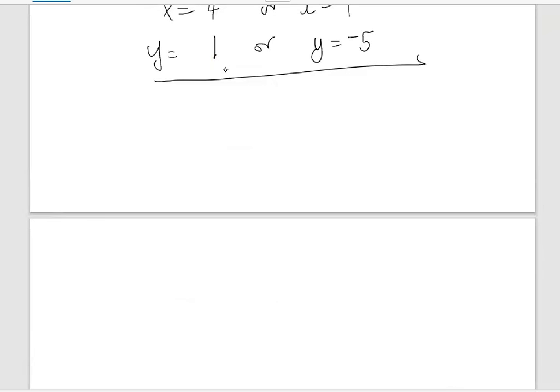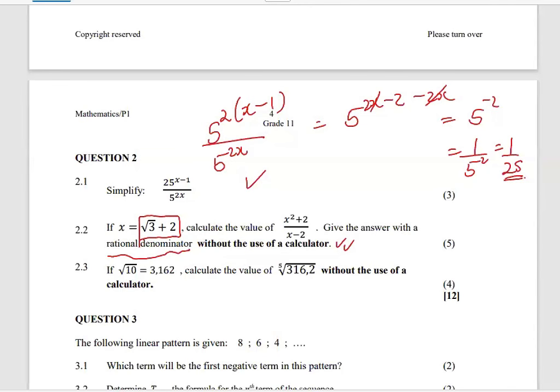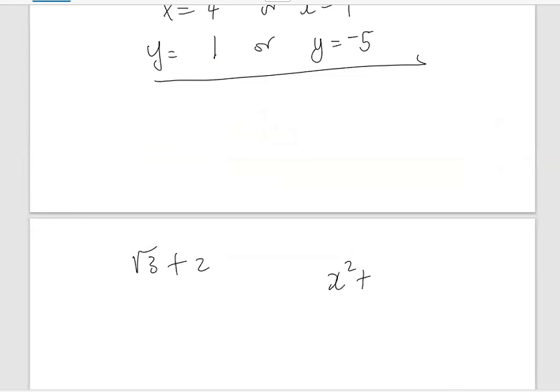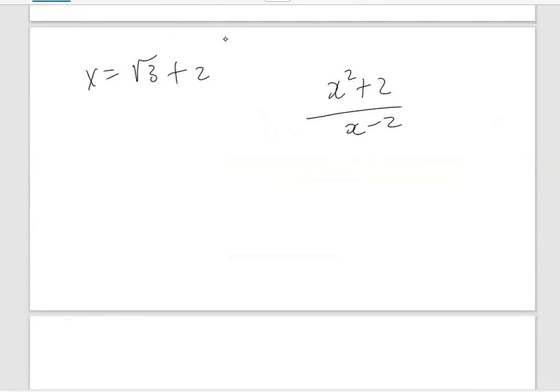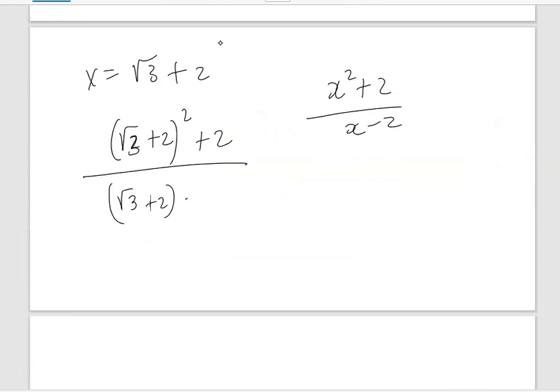We have root 3 plus 2. Then x squared plus 2 over x minus 2. Okay, let's just do the substitution and see how we're going to move on. So square root of 3 plus 2, this is squared. Now we're adding a 2 over square root of 3 plus 2 minus 2.